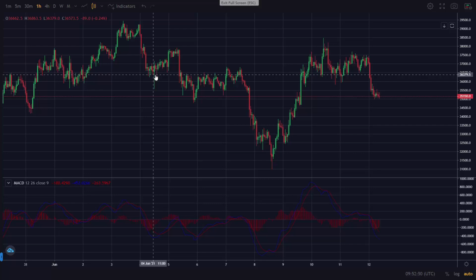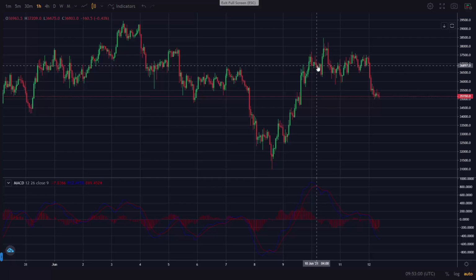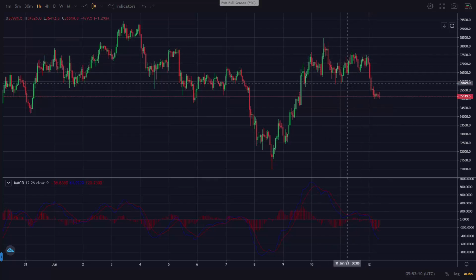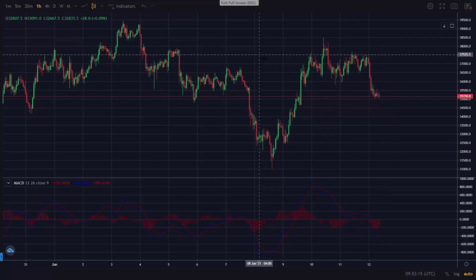Now, it's not to say that you will always be able to get an entry point whenever there is a cross. For example, here we do have a cross where the MACD line crosses below the signal line, but you can see price went up and ranged for some time before eventually coming back down. So what we're also going to be looking at here is how you can combine the MACD indicator with different indicators or other forms of technical analysis in order to improve your entry points for trades.